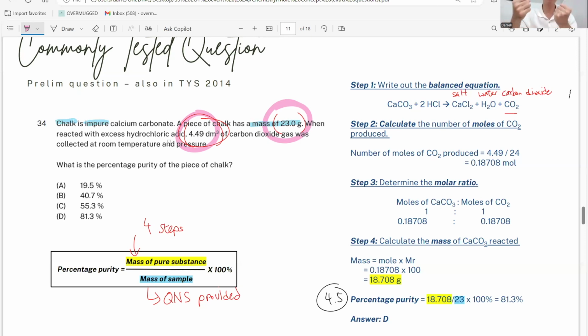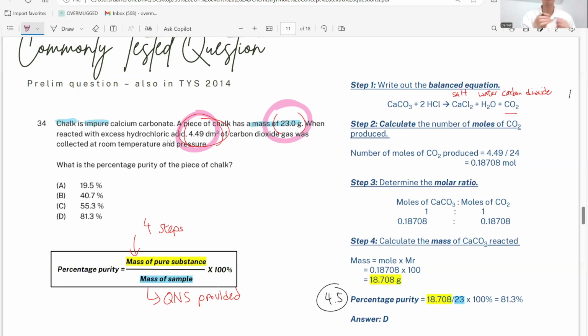And let me clarify which one you should not use. The one that you should not be using is the mass of your impure sample. The question will provide you with this value. For this question, chalk is impure calcium carbonate, and they tell you that chalk itself has a mass of 23. This 23, you will reserve it and you will only strictly use it in the final step, in step 4.5. You do not touch or use this 23 in any other calculation, not until the final step. If you do not do this, the whole question will be screwed because you're starting with the wrong value. So I repeat one more time.